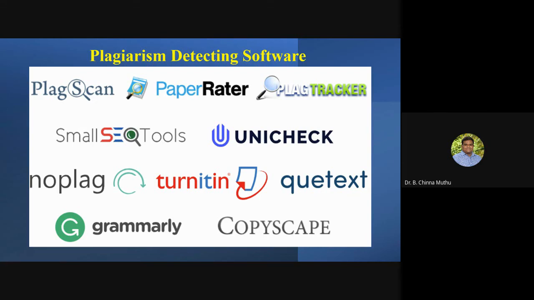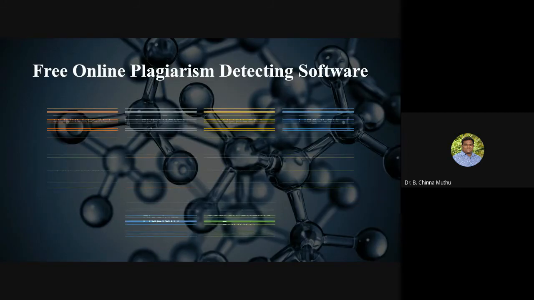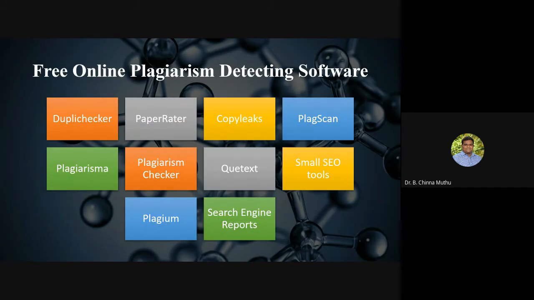So I think these are the various types of plagiarism detecting software that we come across, both online and even a subscribed or a free kind of software. When coming to plagiarism detecting software, we have two major types. One is free, another one is subscribed. Free plagiarism detecting software is normally available online. We have Plagiarism Checker, Plagium, CopyLeaks, PlagScan, Small SEO Tools, everything.